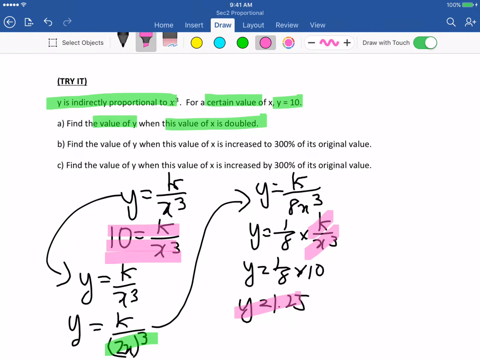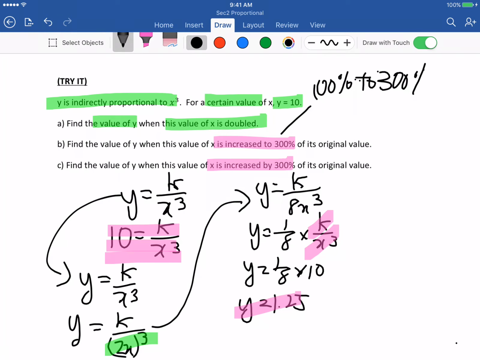Okay, so find the value of x when this value. Same thing, I need to tell you the difference between x is increased 200% and increased by 300%. Increase to 300% means 100% becomes 300%. So x becomes 3x.